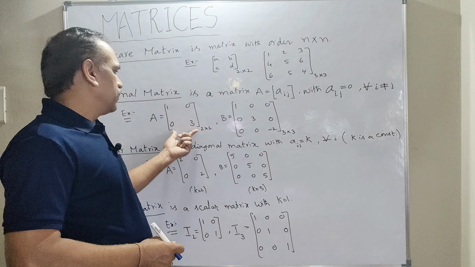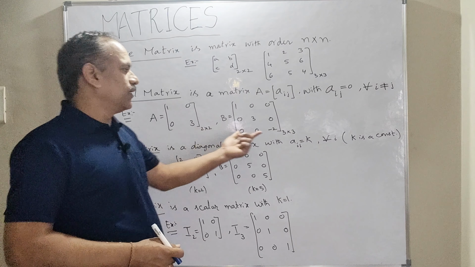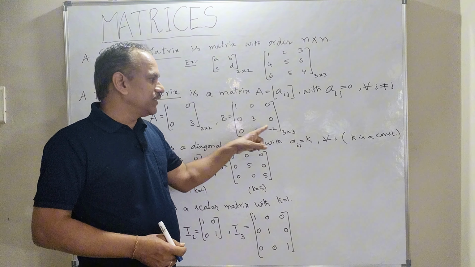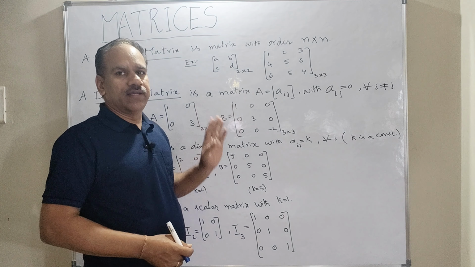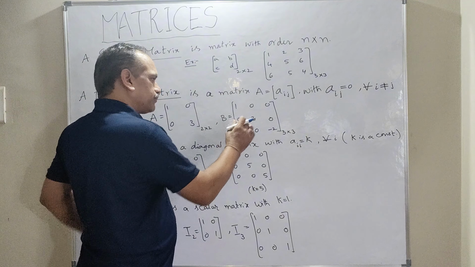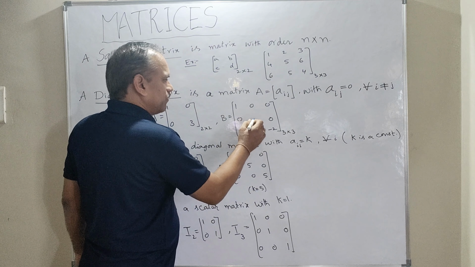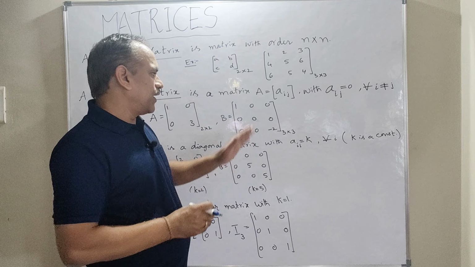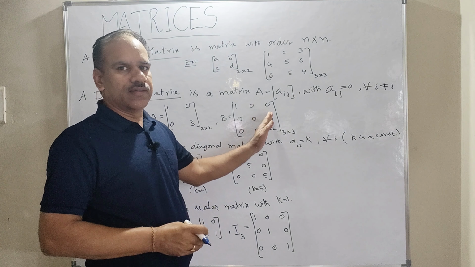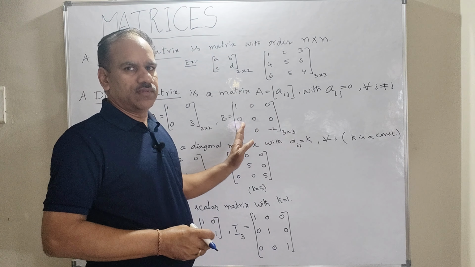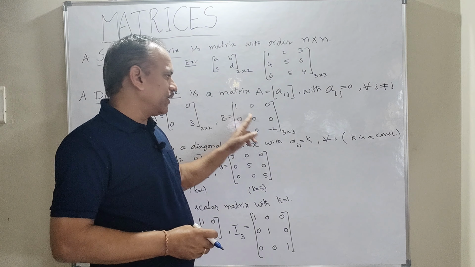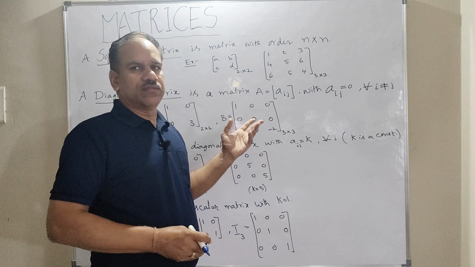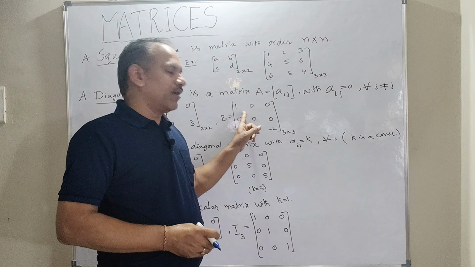So this is a 2 by 2 diagonal matrix. This is a 3 by 3 diagonal matrix. You can also have a 0 on the diagonal, right? For example, in place of 3, you can write 0. So other than the diagonal, all the entries are 0, because at least one entry on the diagonal should be non-zero. So you can have 1 or 2 zeros on the diagonal, but not all of them.